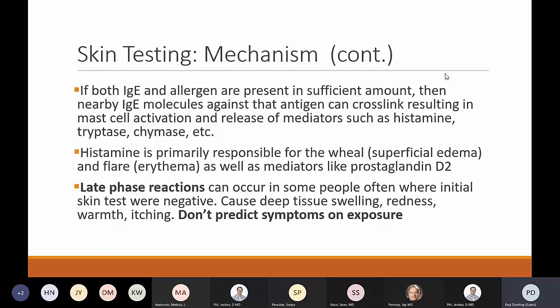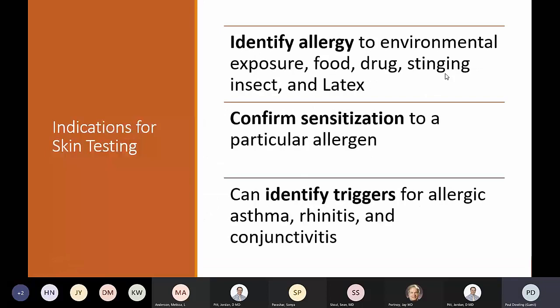So what are the indications for skin testing? We use skin testing for a lot. We take it for granted, but that's really what helps distinguish us from other specialties. And it's something that we have expertise at or should have expertise at. And we use it for a lot of different things that, again, during the course of a busy day in the allergy clinic, you kind of forget how important skin testing is for a lot of the diagnosis we make.